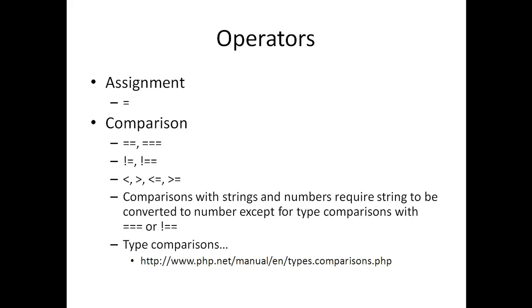Comparisons with strings and numbers require the string to be converted to a number, except for type comparisons. So if you are comparing a string to a number, the string gets converted to a number. If you're using the triple equals or the not double equals, you are doing type comparisons. For more information on type comparison, there's a URL on the php.net site that you can look up. I hardly, if ever, use type comparisons in my code. I'm putting it out there because I want to give you a complete listing of the operators.